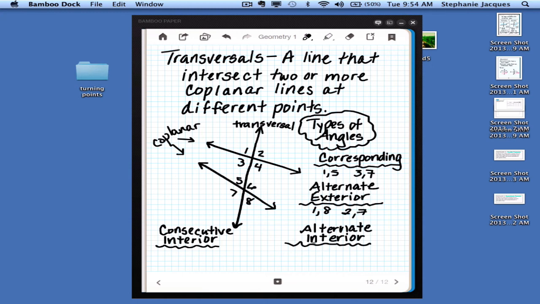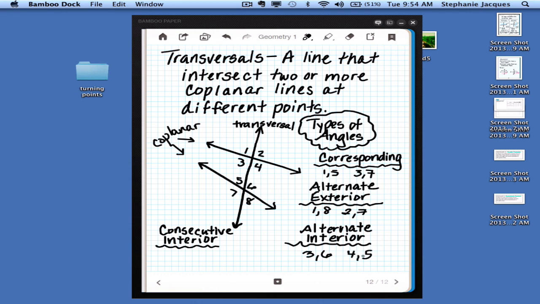Now let's look at alternate interior. An example of an alternate interior would be angles 3 and 6. So if you look at 3, it's on the inside there. It's not the exterior, it's on the interior. And you want alternate, so you alternate over here on the inside. So 3 and 6 are alternate interior. 4 and 5 are also alternate interior angles.